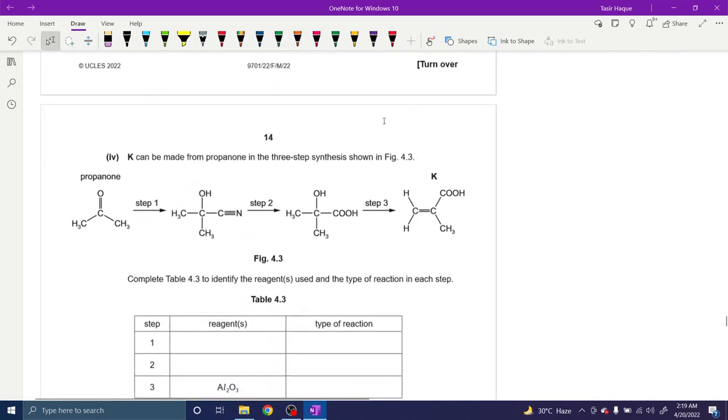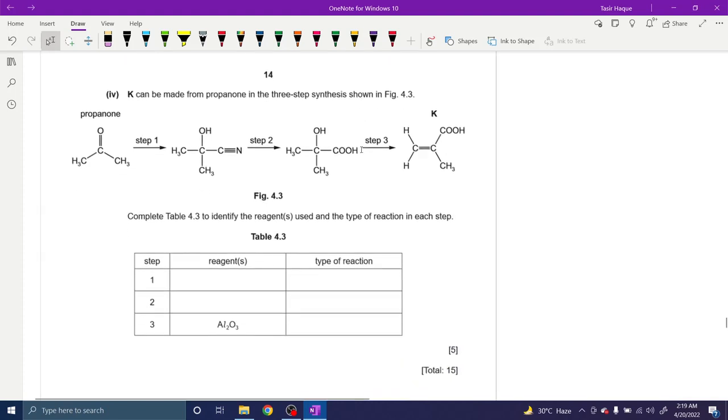Next, K can be made from propanone in a 3-step synthesis as shown. Okay, so what's the first step? It's actually nucleophilic addition, right? So they just wrote addition for some reason in the mark scheme, but you could write nucleophilic addition, you'll get marks. They said ignore those words. They aren't marking you for those, okay? And what reagent do we need? We need KCN and HCN, okay? HCN is the reagent and KCN is the catalyst.